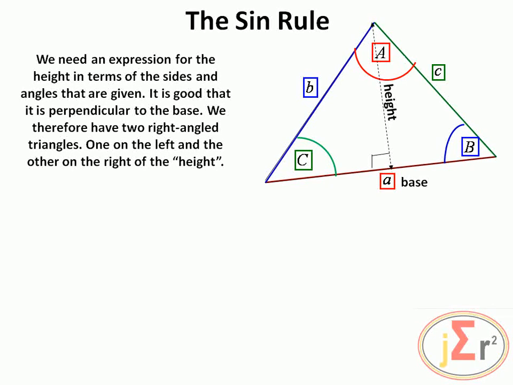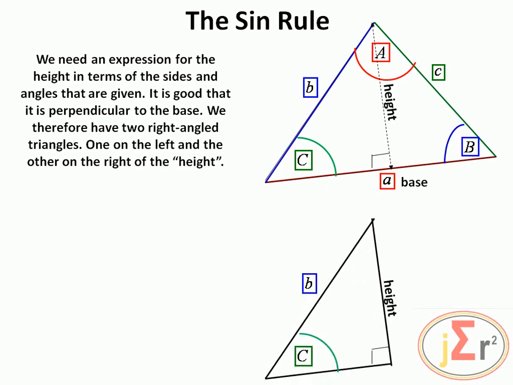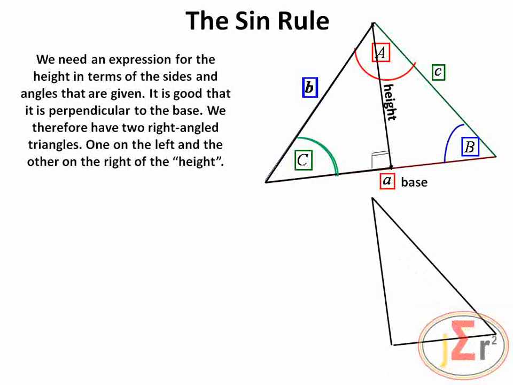Why? We therefore have two right-angled triangles. We have more than what we bargained for, because one right-angled triangle is always going to be good enough. So we have two this time, one on the left and the other on the right. That is the one that is on the left. That is the one that is on the right.